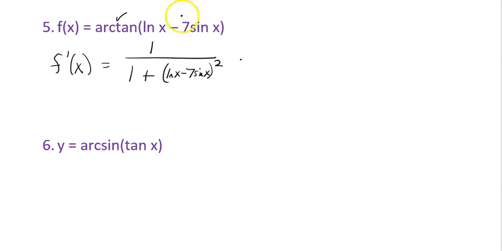Then I'm going to do the derivative of the inside and make sure I have it in parentheses. So the derivative of natural log x is 1 over x. Then I have a minus, because the 7 is multiplied with sine and it doesn't have an x, I'm not doing a product rule, I'm just bringing the 7 down. The derivative of sine is cosine. So I've done the outside and I've done the inside.